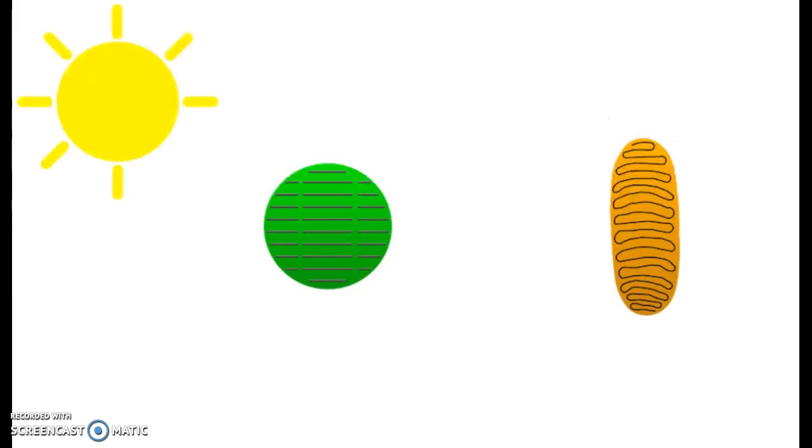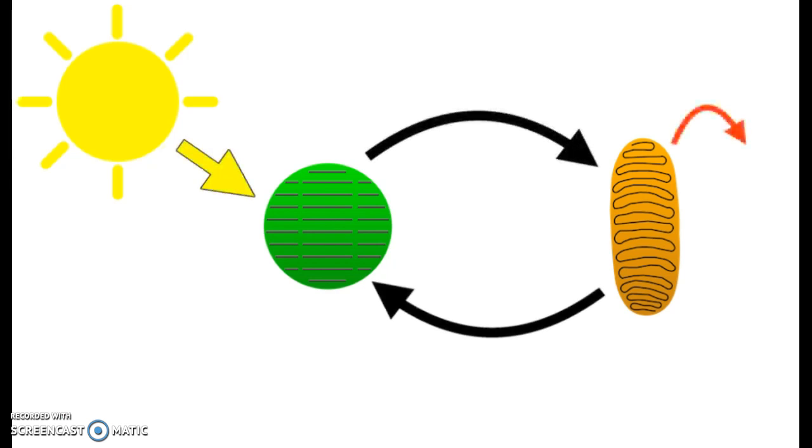On the top left, it is this yellow-looking blob, and then towards the middle, it is this green circle with lines in it, and towards the right, it is this oval-shaped orange thingy with a squiggly line in it. The arrows that are popping up will mean something in just a moment.